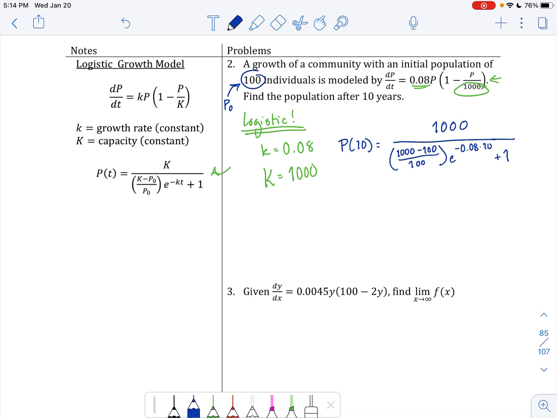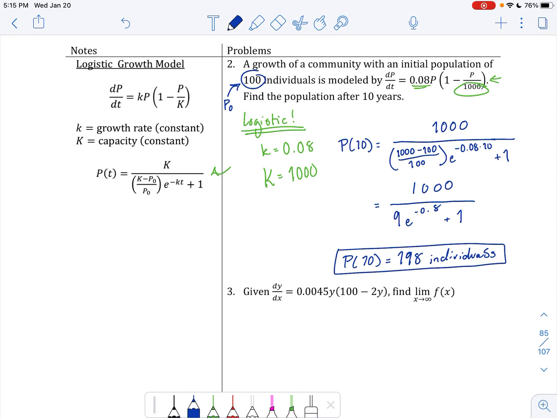Now from there, we can do some substitution, some simplification. If we don't have a calculator, you'll end up with 1,000 minus 100 over 100, which is 9, e to the negative 0.8 plus 1. And this is about as far as you would be expected to get without a calculator. What that tells us with a calculator is that that is equal to 198 individuals after 10 years. And again, very nice, straightforward problem if you can identify that's the logistic equation and can come up with this. It's unlikely, but that is something to think about.